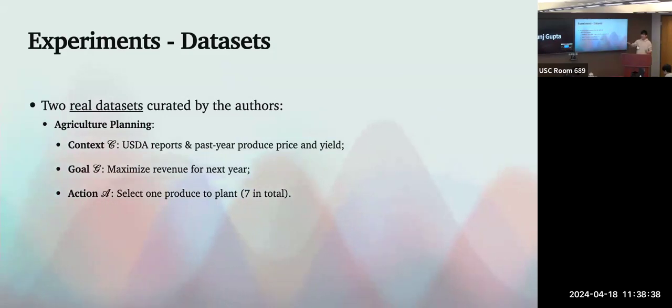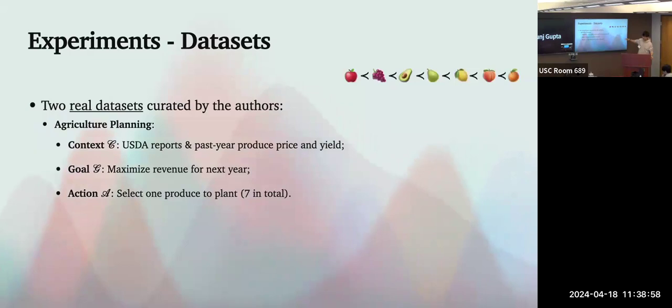This is incredibly data non-intensive. We only have 7 products that are actually available in the USDA reports, with the California price and yield statistics officially published by the USDA. Just to illustrate how difficult this problem is, this is the current year price of the 7 fruits that we're concerned about.